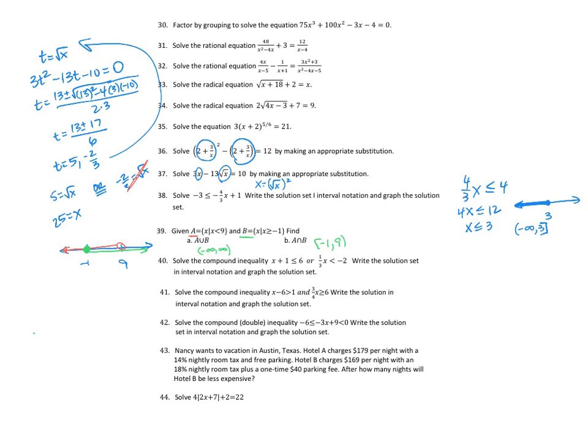Number 40 says to solve the compound inequality and write the solution set in interval notation and graph the solution set. So here I have x plus 1 is less than or equal to 6. So that is x is less than or equal to, when I subtract 1 from both sides, 5. And if I want, or 1/3 x is less than negative 2, I can multiply both sides by 3, and I get x is less than 3.